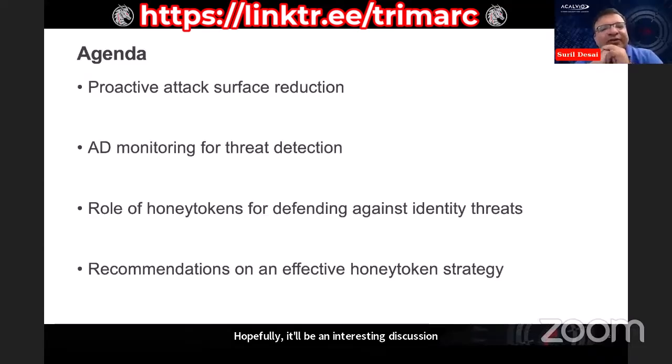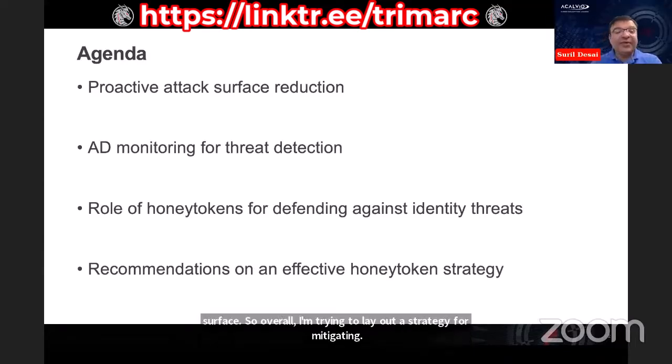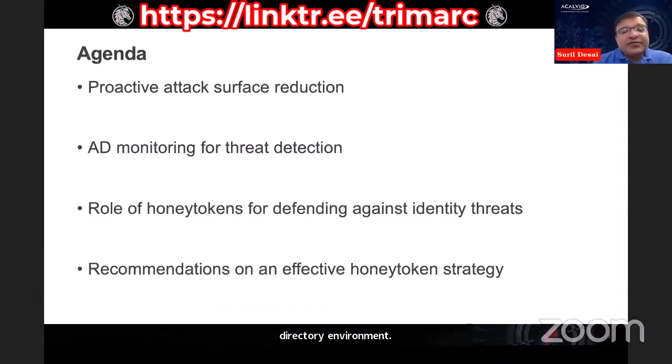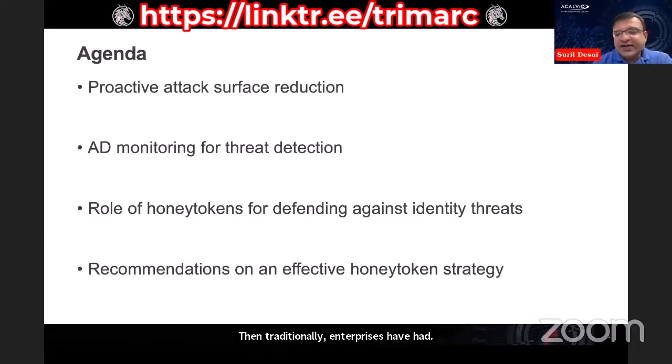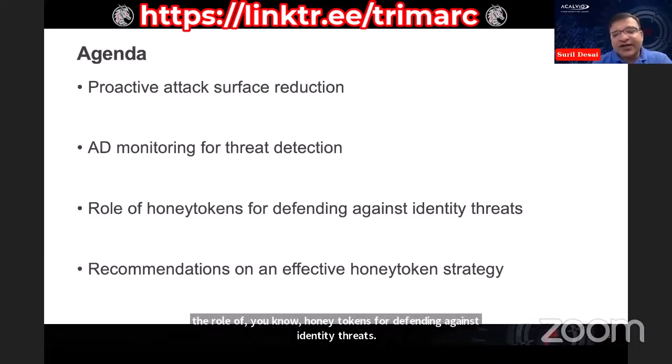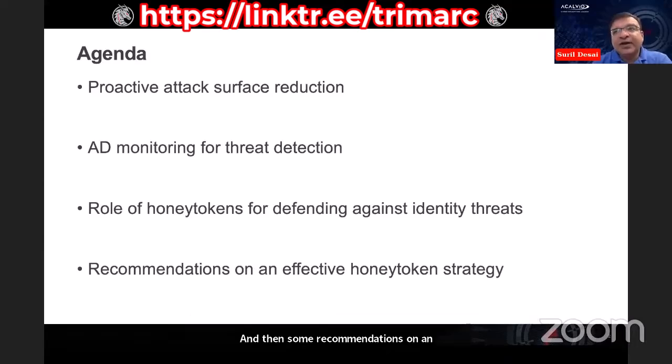So what I intend to cover today is the need for proactive reduction of the attack surface. Overall, I'm trying to lay out a strategy for mitigating the identity attack surface that exists in any Active Directory environment. The first step would be a proactive step to reduce the attack surface. Then traditionally, enterprises have had monitoring for detecting AD threats. Then the role of Honeytokens for defending against identity threats, and then some recommendations on an effective strategy on how to get value from Honeytokens. So that's basically what I intend to cover.